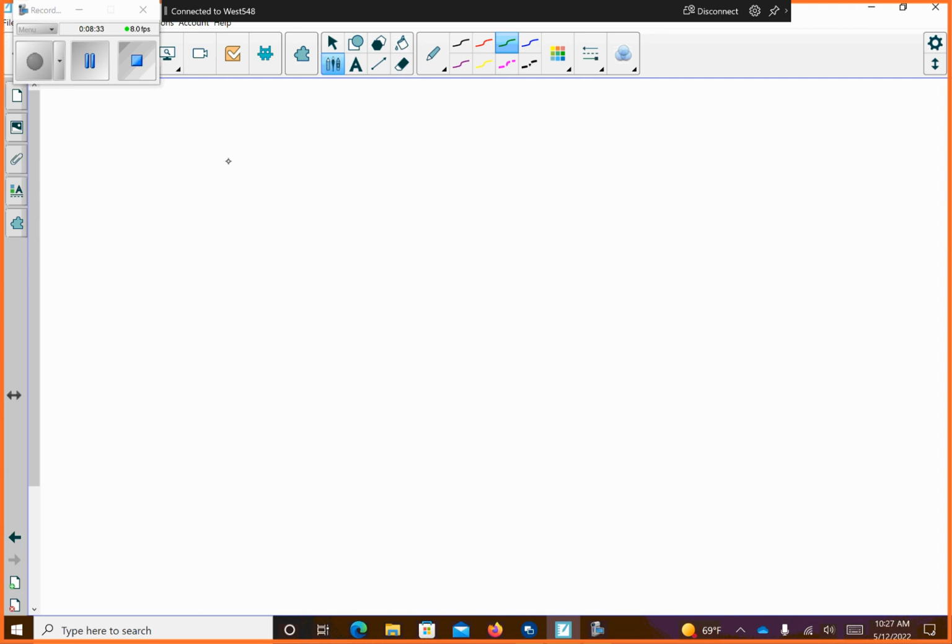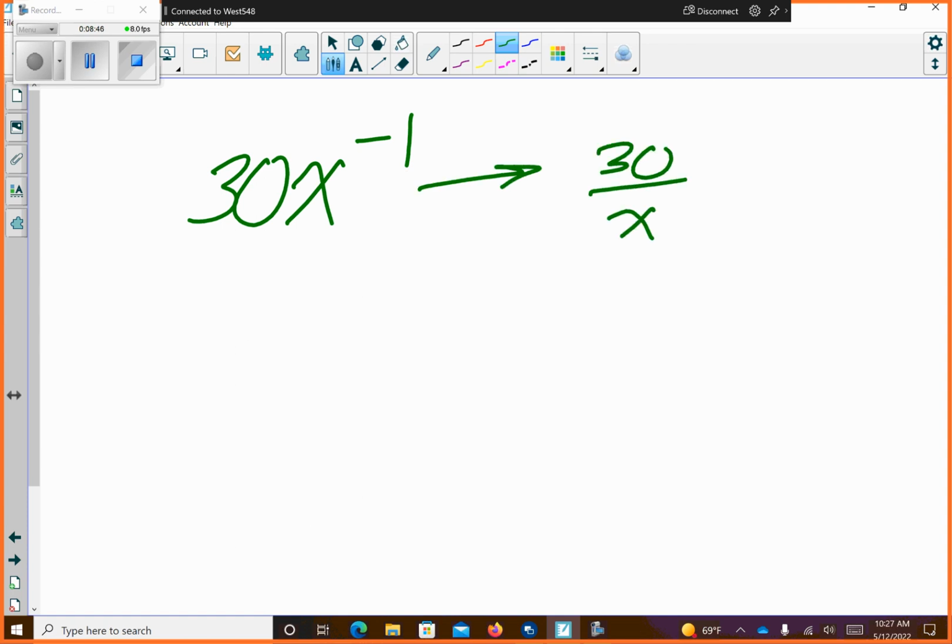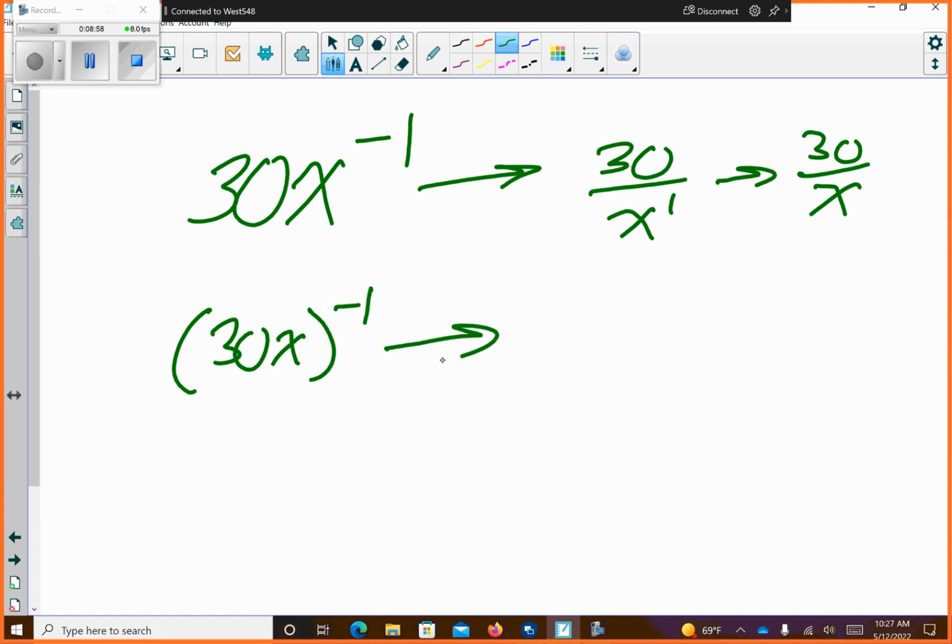So if we had 30x to the -1, what part of that problem has the negative exponent? Just the x. So the x is the only thing that needs to move. Okay? But what if we had the same exact type of problem, but it looked like this? Now what's raised to the negative exponent? 30 and x. Agree? So you can do this one of two ways.